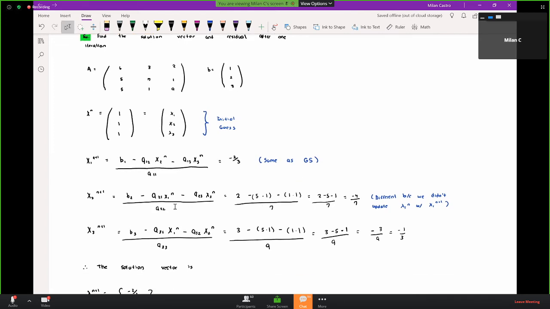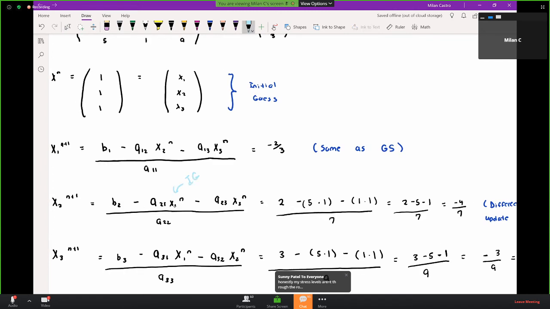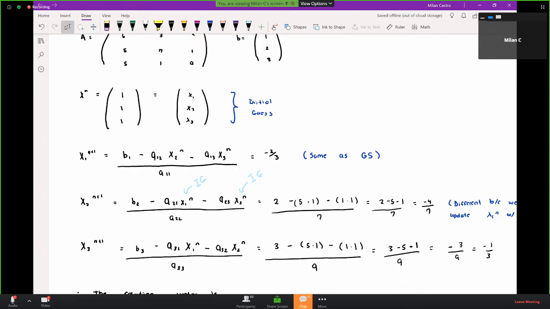Now, what changes is our x2 term. So for our new x2 term, we're still going to be using those initial guesses. We are not updating. So we're going to have B2 minus A21 times the initial guess, minus A23 X3N, divided by A22. So when you do the math, you end up getting -4/7 for our new X2 solution.